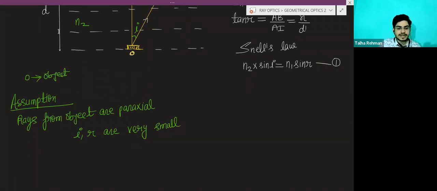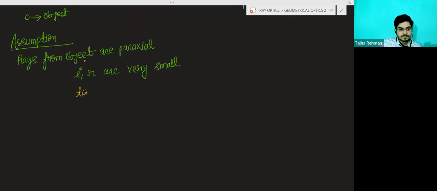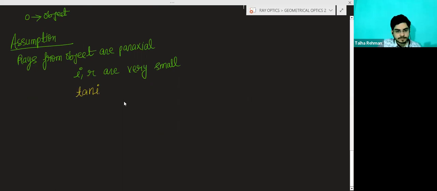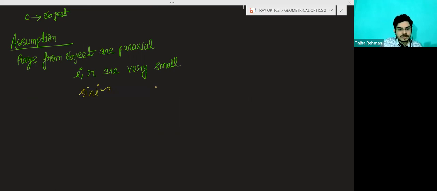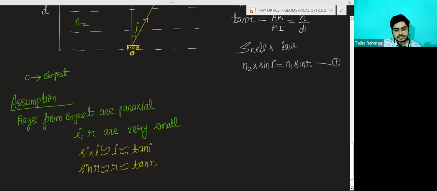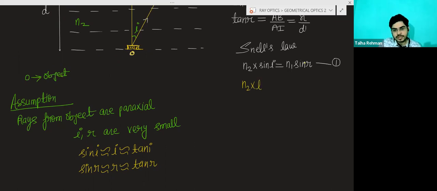If these angles are very small, then sin I can be approximately written as I, and this I can be written as tan I. In the same way, sin R can be approximately written as R, and this R can be approximately written as tan R. So in this equation, instead of sin I you can put tan I, and instead of sin R you can put tan R. So here you can write N2 into tan I equals N1 into tan R.